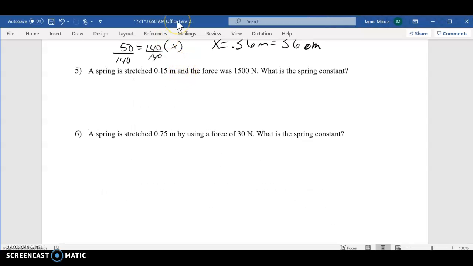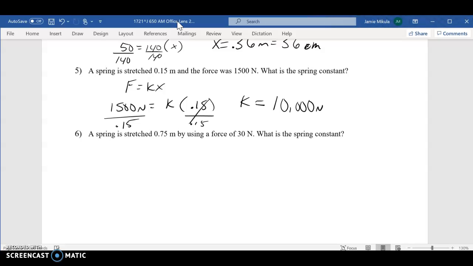Number 5, a spring is stretched 0.15 meters, force of 1,500 newtons. What is the spring constant? F equals Kx. The newtons goes where the force is. The K we don't know. The x is 0.15. So divide 0.15 by both sides to get a spring constant of 10,000 newtons per meter.